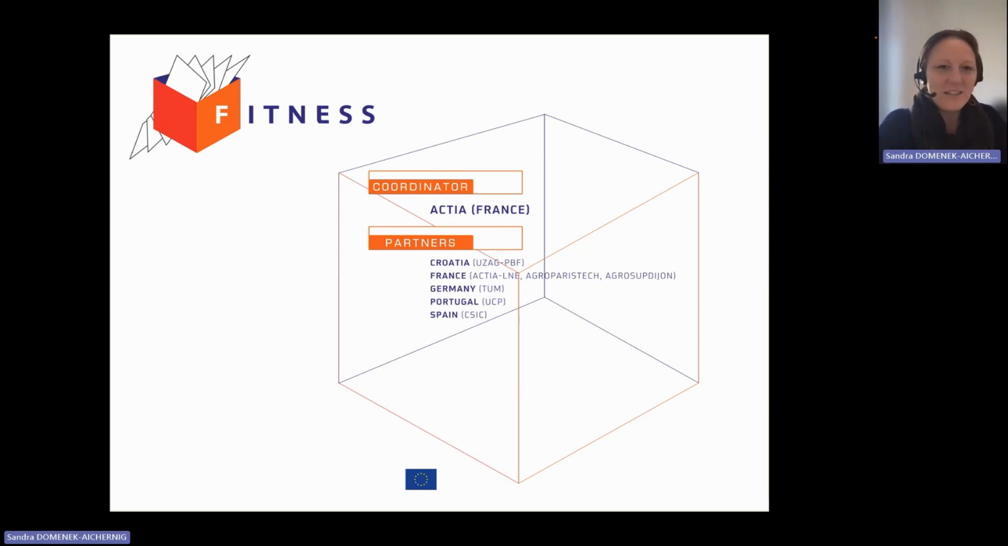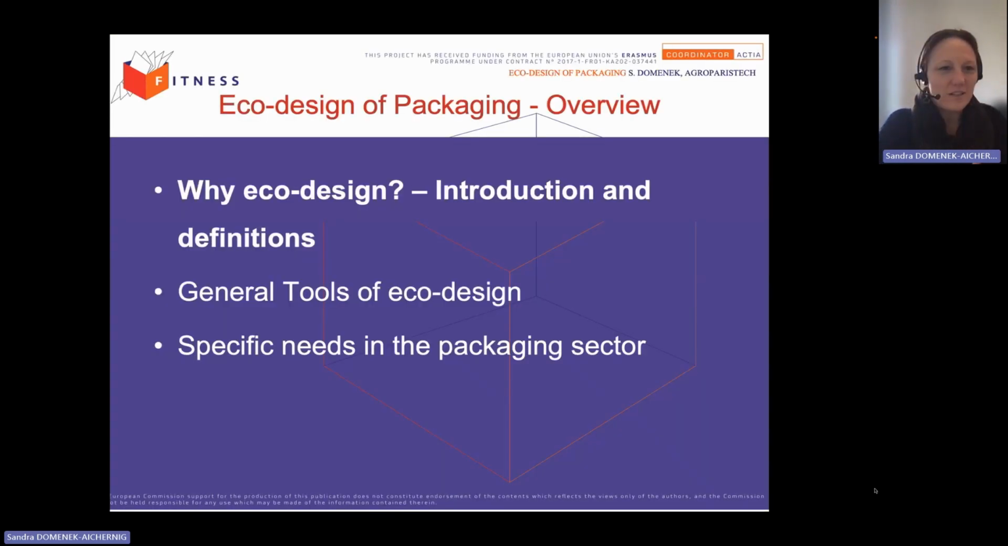So yesterday, indeed, there was already a lot of information we gathered. So I think that today we are more in a real training session where we're speaking about tools and things to know about eco-design of packaging. I was dividing this class into 3 different points. At first, why eco-design, introduction and definitions, because there is a lot of big words around, and so I wanted to come back to some definitions. Then give you an overview of some general tools of eco-design, and finish by a section about the specific needs of the packaging sector when it comes to eco-design.